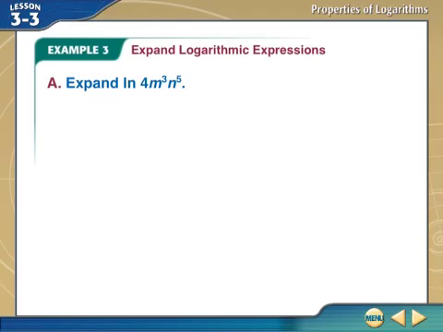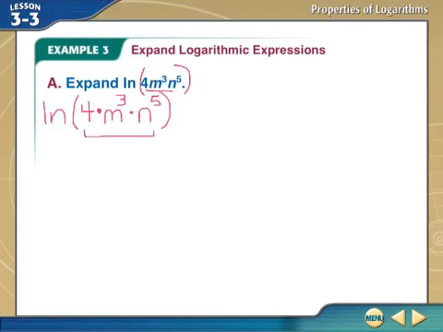Now, what we're asked to expand here is natural log of 4m cubed n to the fifth. It might be helpful to rewrite this out, putting the operations in where they are needed. What we're doing with 4 and m cubed and n to the fifth is multiplying them together. So really what we have is 4 times m cubed times n to the fifth. You can see that we're taking the product of 3 different terms here.